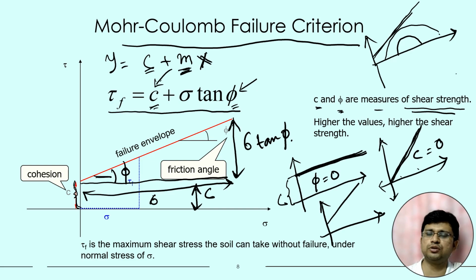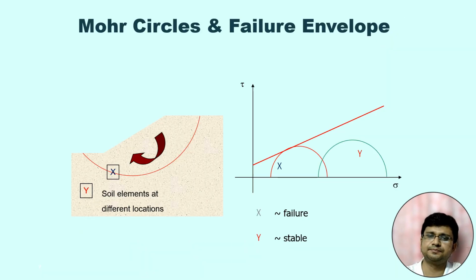c and phi both measure the shear strength. The higher the value, the higher the shear strength. If c and phi are both higher for a particular soil, then its shear resistance, its shear strength, will be more. Now this is one very important thing.